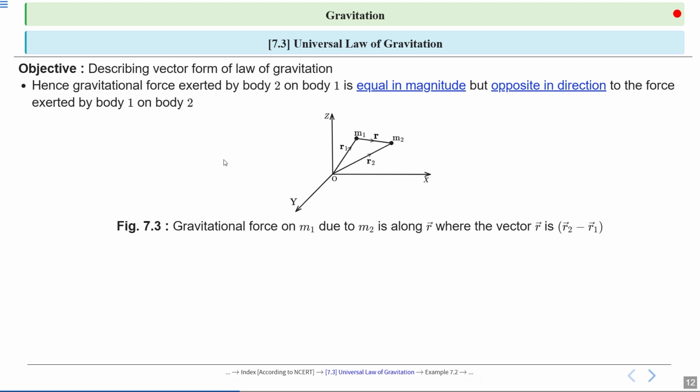So the figure here illustrates this concept, showing the force on mass M1 due to mass M2 along the vector R, which is the difference between the position vectors R2 and R1. So the equation F12 is equal to minus F21 tells the idea that the force on body first due to body second is equal and opposite to the force on body second due to first. This negative sign indicates the opposite direction of the forces. Understanding this equation is an important concept.